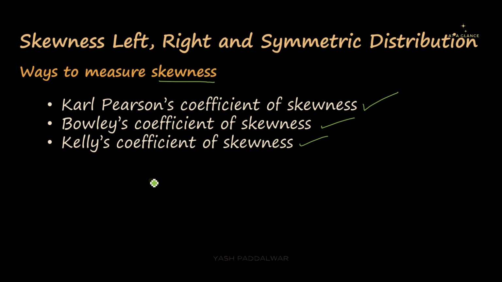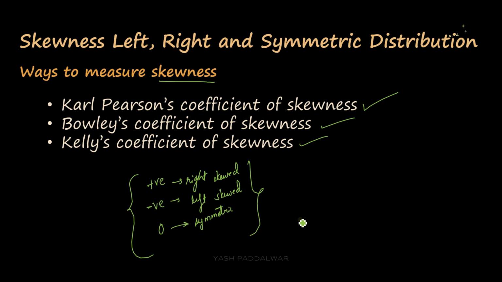Remember always, if the skewness value is positive, then it is a right skewed distribution. If the skewness value is negative, it is a left skewed distribution. And if the skewness value is zero, then it is a purely symmetric distribution. So I hope you will remember this. In the upcoming videos, we'll try to cover all these ways through which we can find the skewness. So I hope everything is clear in this video.